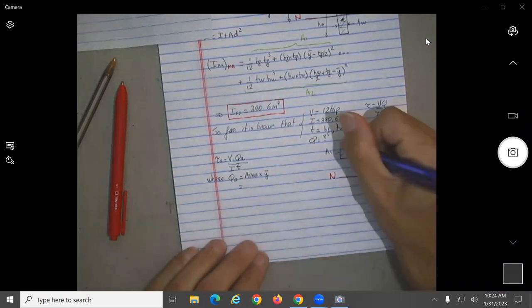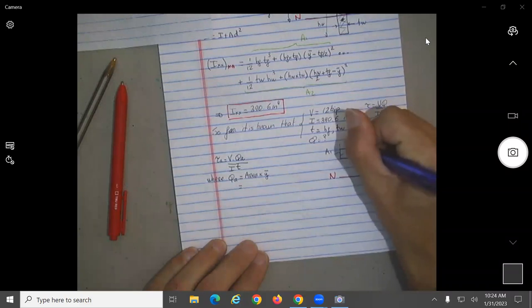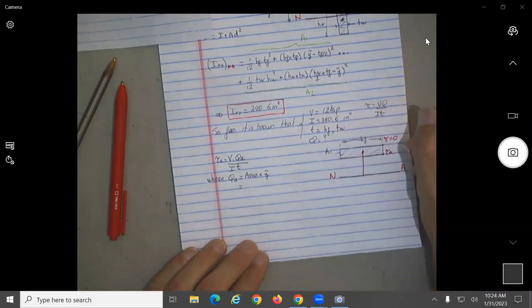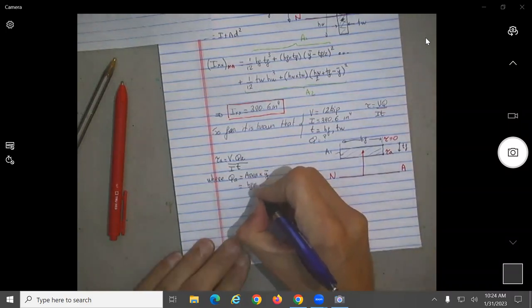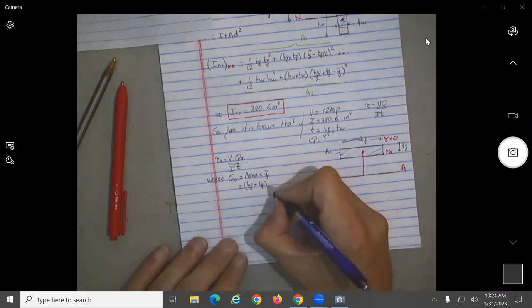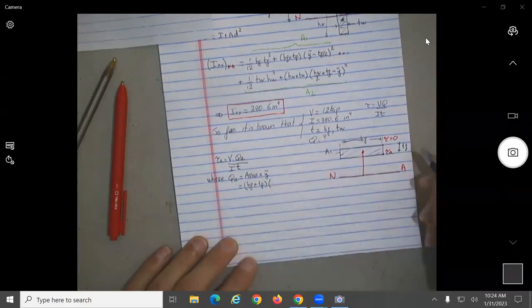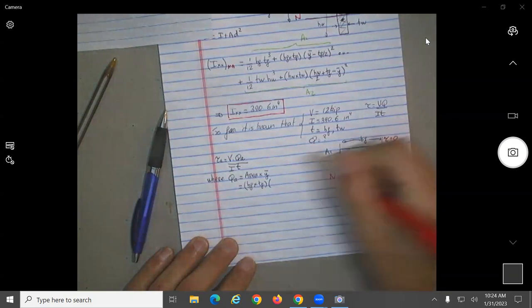Okay, so what would be the area? Maybe, let me put this again. This would be what? BF. Is this T flange? So what is the area? Will be BF times T flange. What will be the distance to the CG? So this is what we call here Y bar, no? But it's a different Y bar, no?